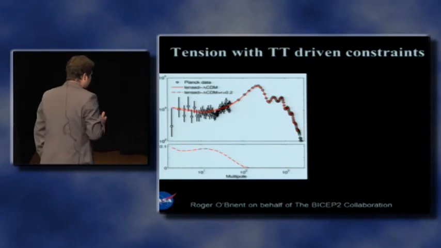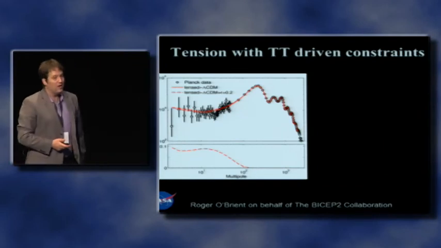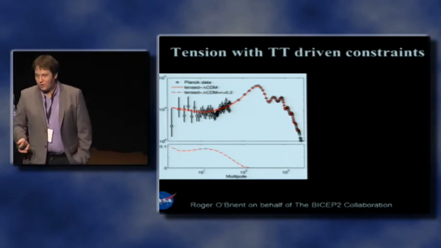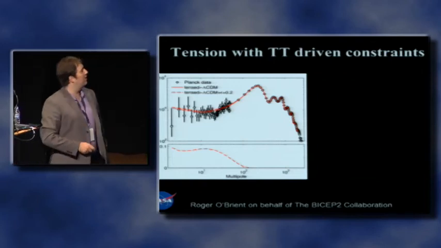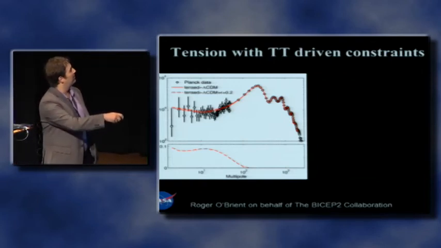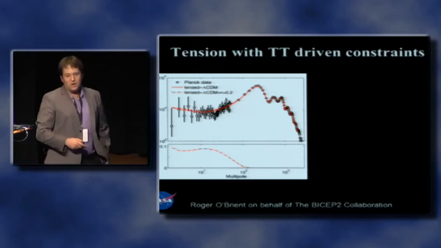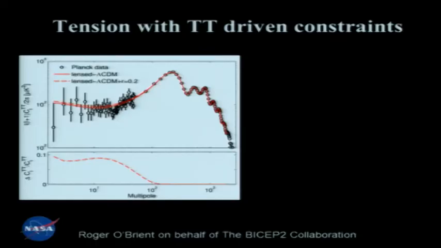So people have noted that there is tension between r measurements and temperature constraints on r. You can constrain r through temperature because at the very largest scales here, at low L, those modes would not have yet decayed away at recombination, so they can add power on this plateau. It's degenerate with other cosmological parameters, so it's a challenging thing to constrain.